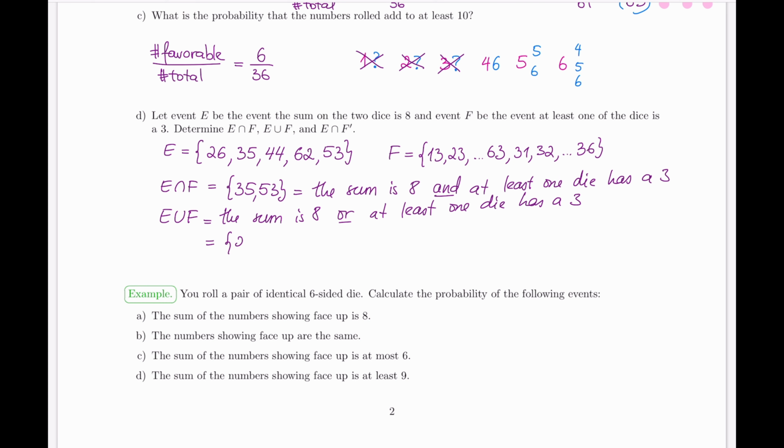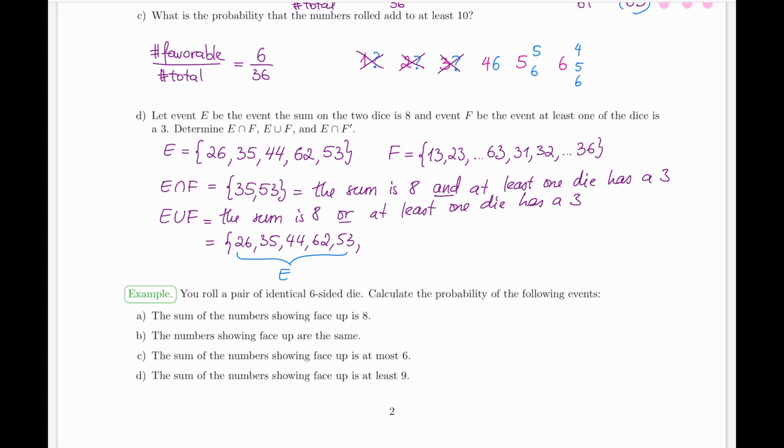So 2, 6, 3, 5, 4, 4, 6, 2, 5, 3. This is everything that's in E. So maybe I will denote it as such. And then I have to list everything that also belongs to F.